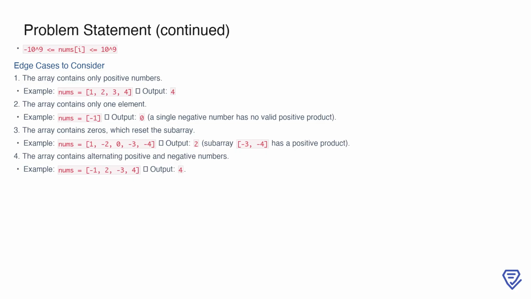Third, zeros in the array reset the subarray, as multiplication by 0 results in 0, which is neither positive nor negative. For instance, in the array 1, -2, 0, -3, -4, the longest subarray with a positive product is -3, -4, with a length of 2. Lastly, if the array alternates between positive and negative numbers, the solution must carefully track the product and its sign. For example, in nums equals -1, 2, -3, 4, the longest subarray is the entire array, with a length of 4. These edge cases highlight the importance of systematically analyzing the array for an efficient solution.